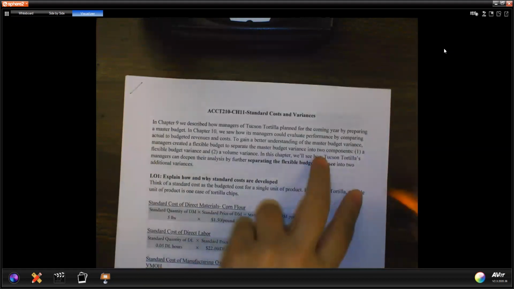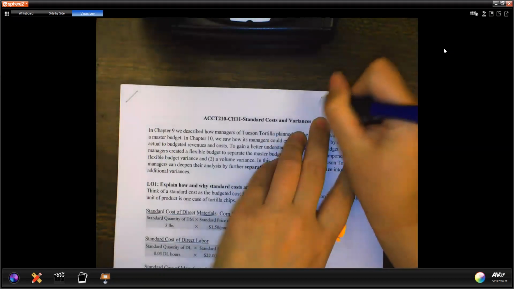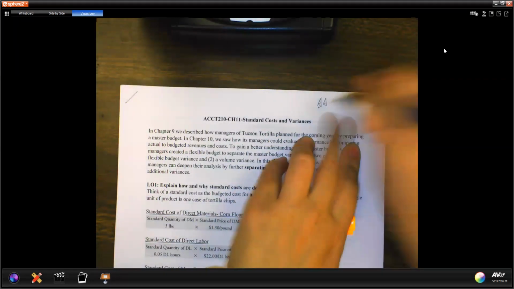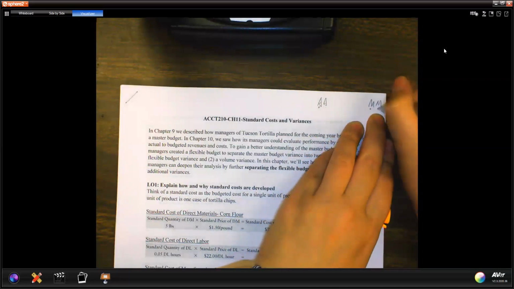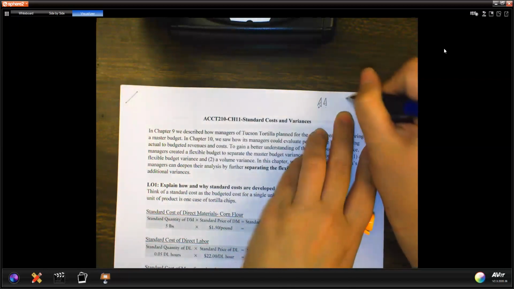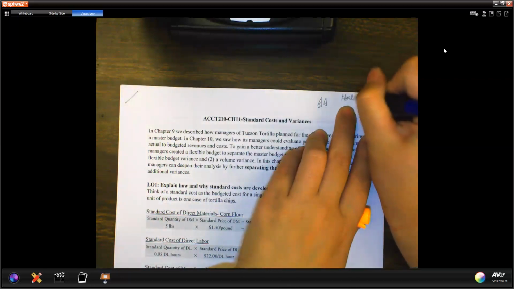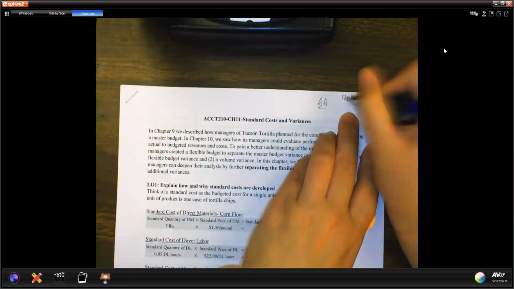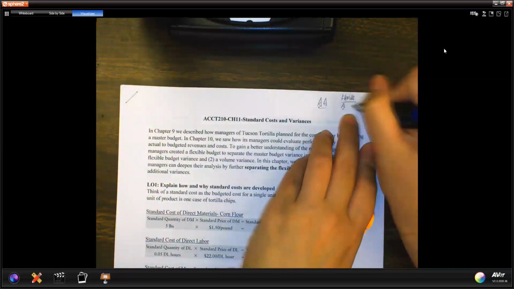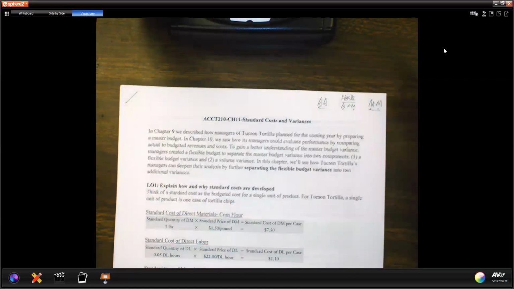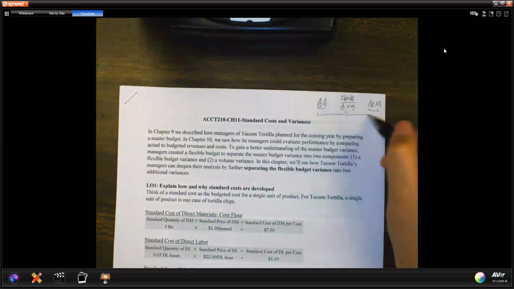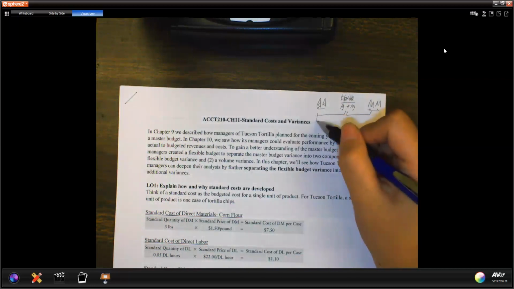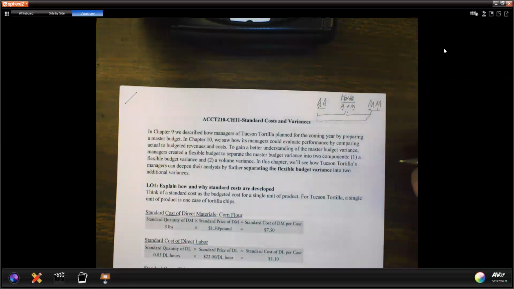In Chapter 10, we said you have this actual units times actual price. You have a master budget, units times master budget price, and then you have a flexible budget, which is your actual units times your master budget price. And then we said the difference here is called the flexible budget variance. The difference here we call volume variance, and then the main variance we call the master budget variance.